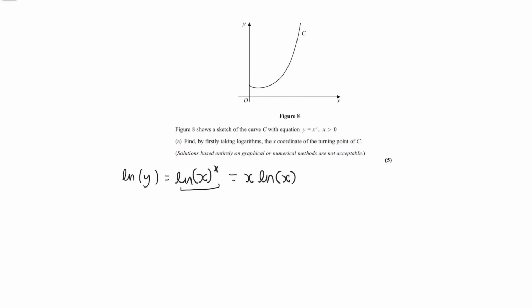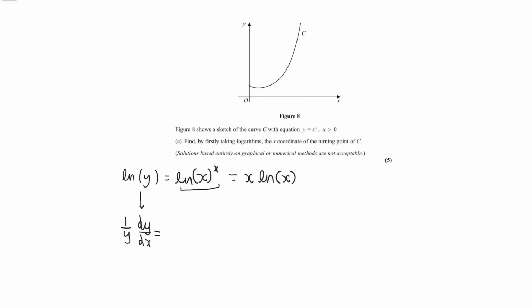Now what we're going to do is differentiate. As you can see, we are going to need to use implicit differentiation. So let's start off with the left-hand side first, as that's the easier bit. Remember, for implicit differentiation, you just differentiate like normal, but then stick a dy by dx to it. So this is going to differentiate to 1 over y, and then just stick the dy by dx on it. And this is equal to, now we're going to differentiate x ln x.